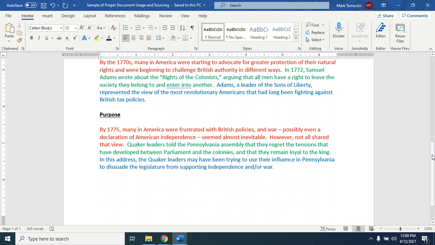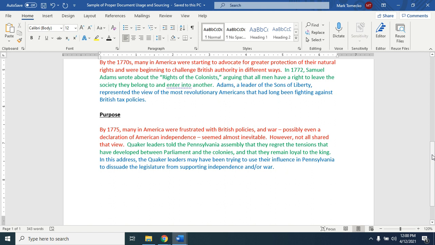So in green, I described the document. Quaker leaders told the Pennsylvania Assembly that they regret the tensions that have developed between Parliament and the colonies, and that they remain loyal to the king. What's their purpose? Well, in this address, the Quaker leaders may have been trying to use their influence in Pennsylvania. Remember, Pennsylvania was started as a refuge for Quakers, and there's a lot of Quakerism in Pennsylvania, and they do have a lot of influence.